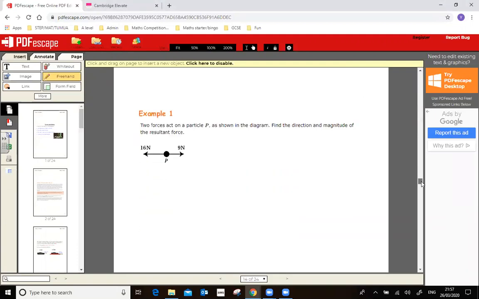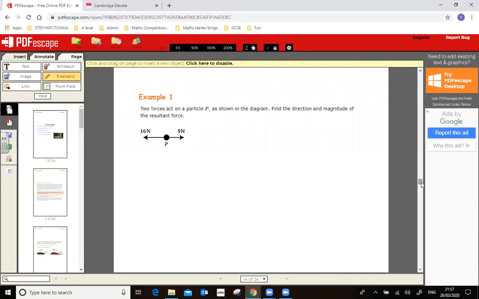So let's look at one simple example. Here, there are two forces acting on particle P, as shown in the diagram. Let's find the direction and magnitude of the resultant force. So you can see here, we have two forces acting. We have 16 Newton acting towards the left-hand side, and we have 9 Newton acting towards the right-hand side. So imagine there are two people pulling the particle P. One person pulling with 16 Newton force, the other one is pulling with 9 Newton force.